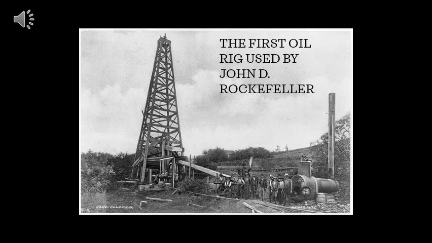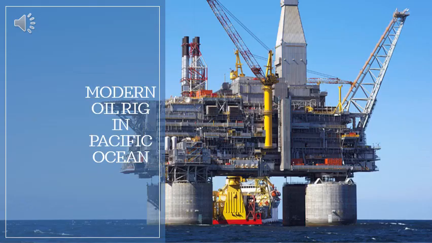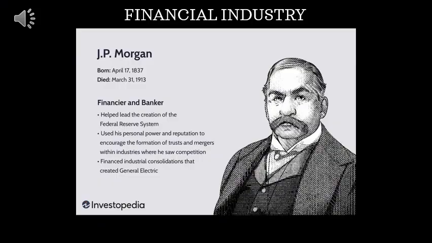The image shown here is of the first oil rig used by John D. Rockefeller. This image depicts a modern oil rig in the Pacific Ocean. You can see them if you ever take a cruise or a ship out to sea, all along the Pacific coast, the Gulf Coast in Mexico, the Atlantic coast. They are literally everywhere.